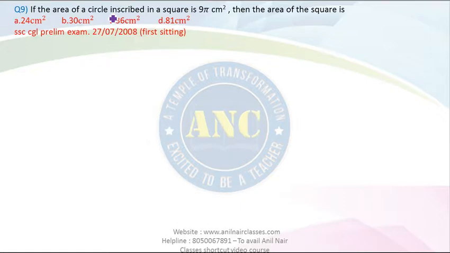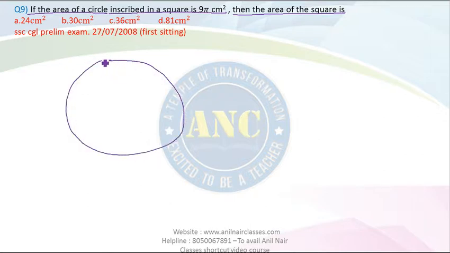Tell me the answer a little fast for this question, sir. If the area of the circle inscribed in a square is 9 pi, then find the area of the square. This is how you need to connect the dots. Now there is a circle. In earlier cases they were asking you to find the area of the circle. Now the area of the circle is mentioned in this question itself.